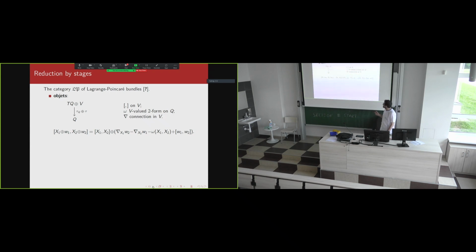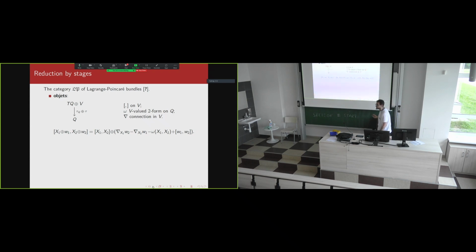And we want to have a relationship between these three elements. So what they ask for, to have a relationship, is that this expression over here needs to be a Lie bracket on the sections of this bundle.